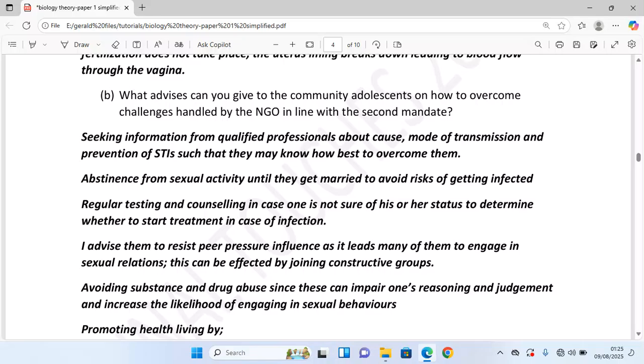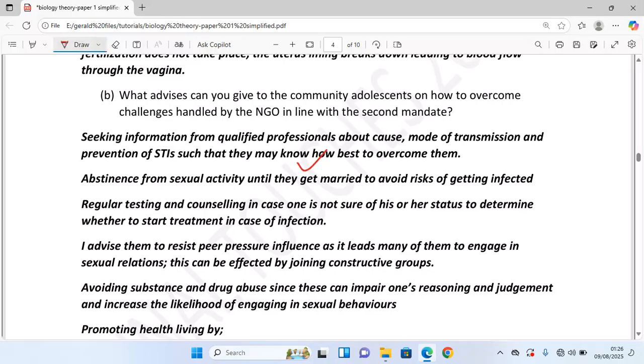So here we have given a number of them. Still, here we shall not be restricted to a few ideas. We have a number of them: promoting healthy living and preventing the STIs. For instance, one of the first concepts we have is seeking information from qualified professionals about the cause, so that you may know how to prevent the mode of transmission. After knowing it, it helps you to know the prevention of STIs, such that they may know how best to overcome them.